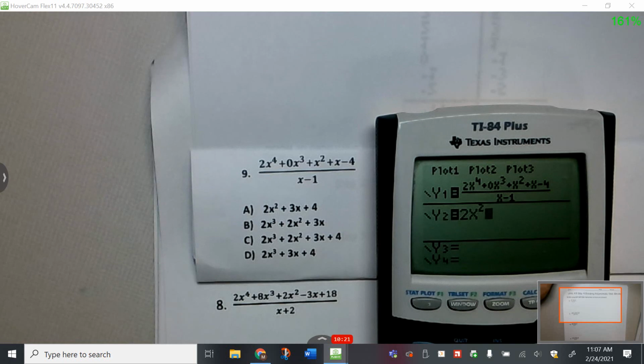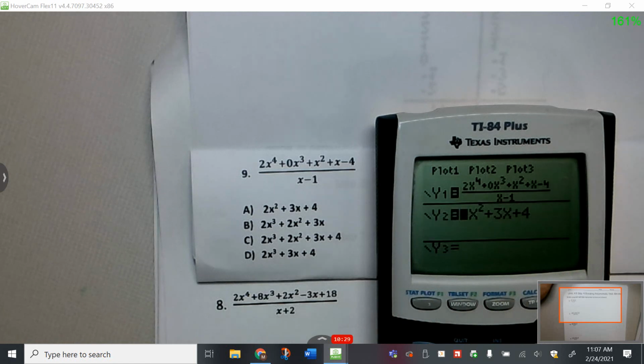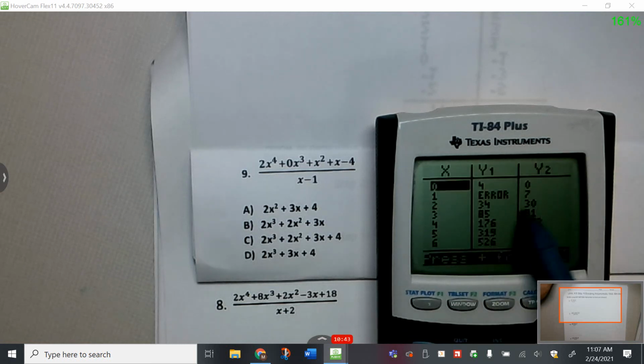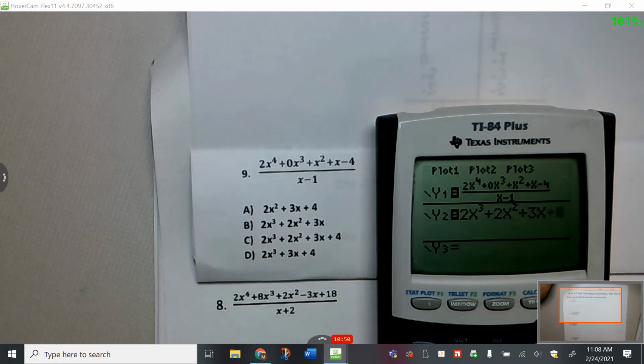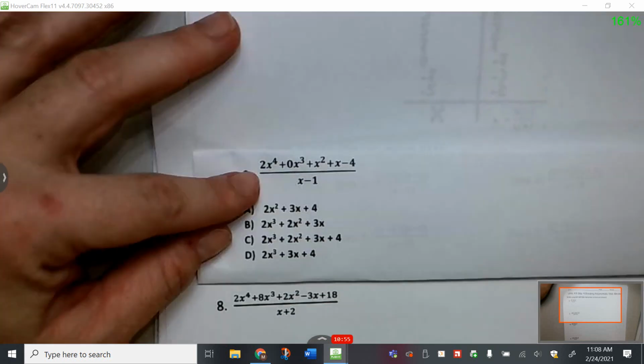2x squared plus 3x plus 4, second graph. See how they don't match? It's because it was squared. So let's try our cubed answers. So 2x to the third power plus 2x squared plus 3x is b. And now these do not match either, but they're pretty close. So the next one, the only difference, it has a plus 4 on the end. And everything matches except for the error, so that is your answer.